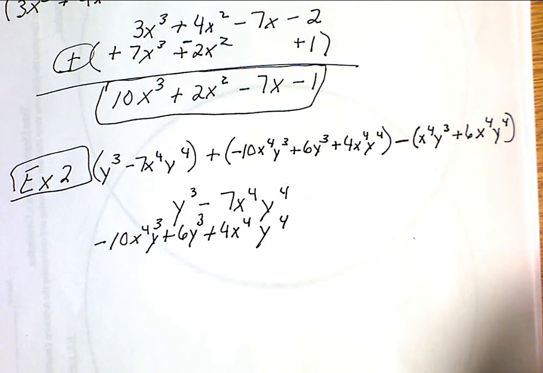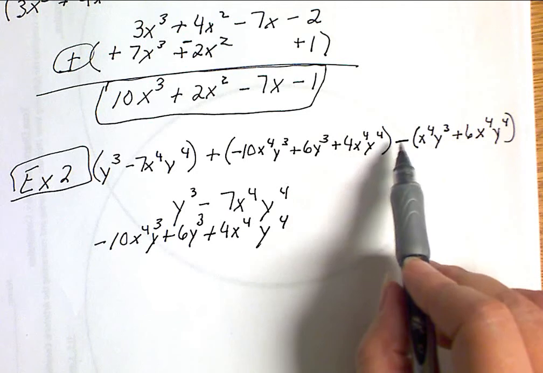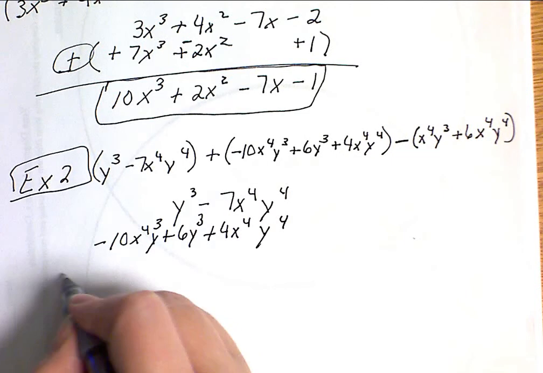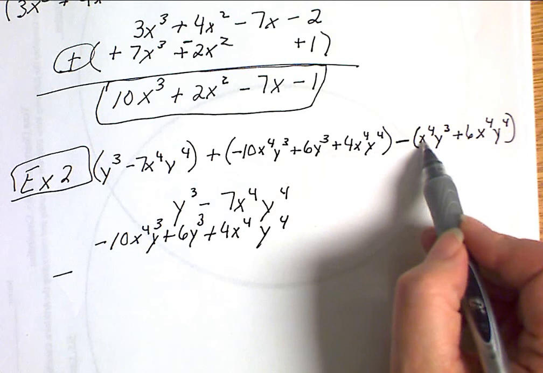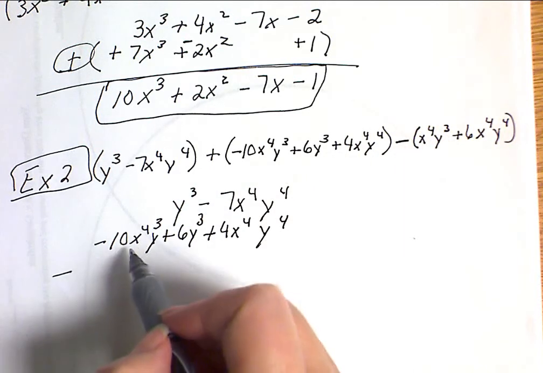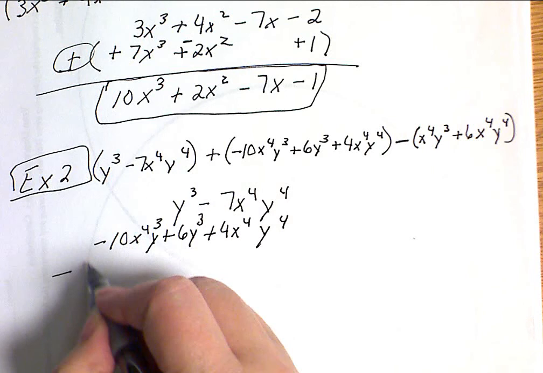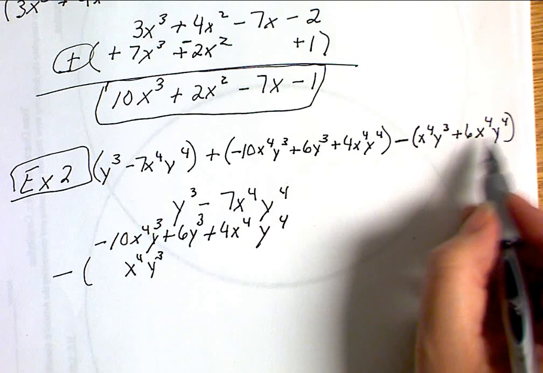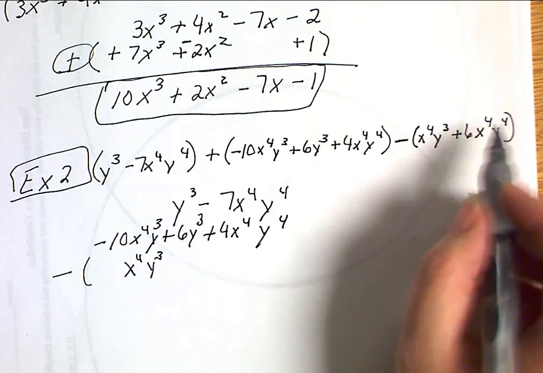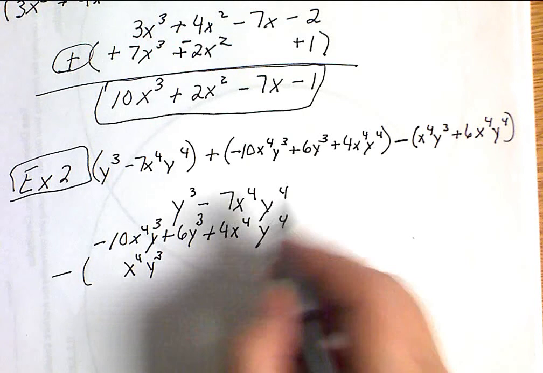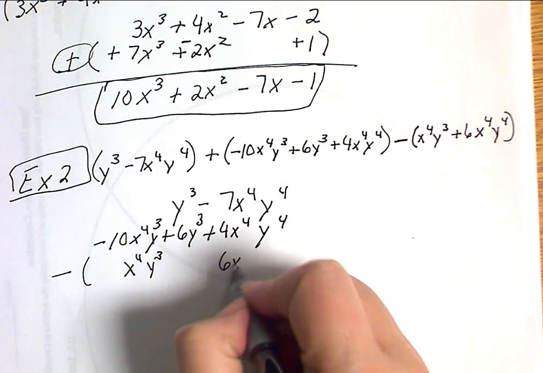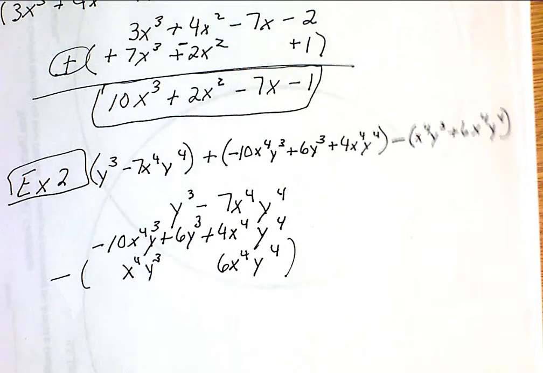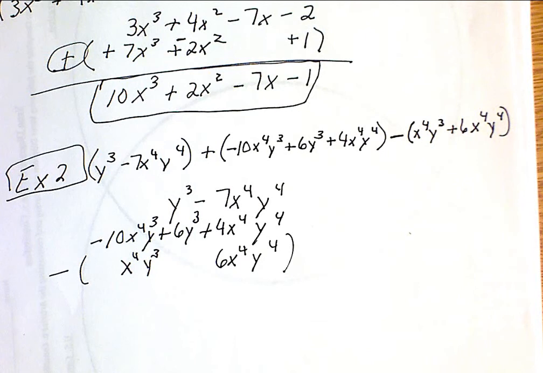Now you can switch the signs now or later, it doesn't matter, but this is minusing all of this, so you can do it however you want. I'll just bring it down so that you guys can see it. So we have x to the 4th y to the 3rd, that's the same as this one. And this one we have 6x to the 4th y to the 4th, which is the same as this one. Now wait for you guys to look at it and see if there are any questions yet.